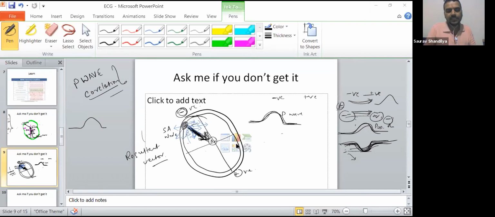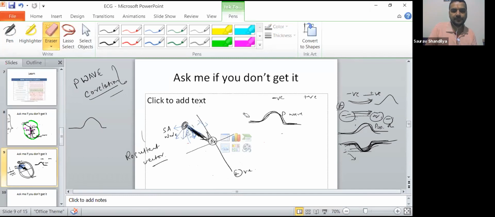If you have understood that, now after the P wave, we will not jump to the QRS. Just wait for some time. We will be jumping to the next very important feature. Here we'll write it down.